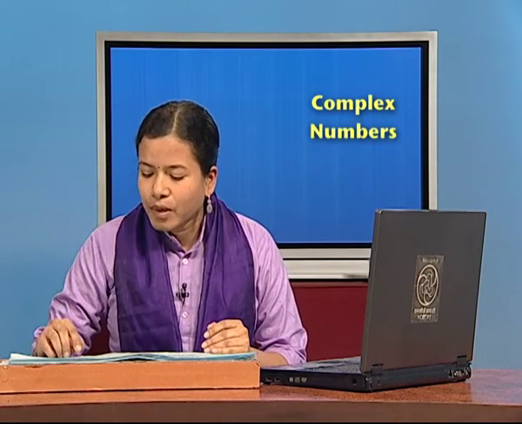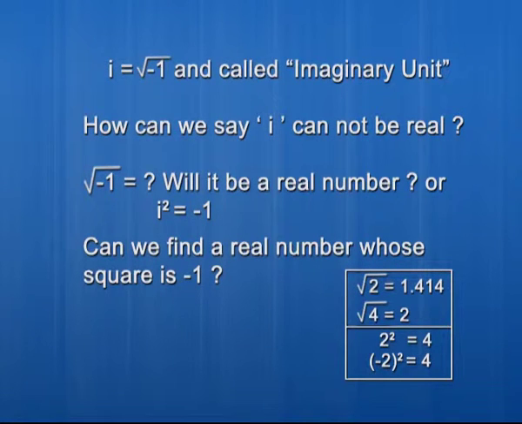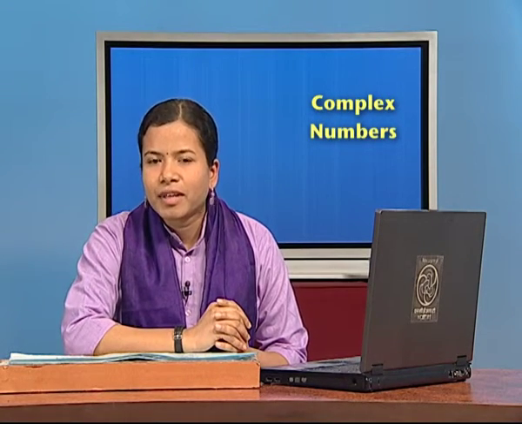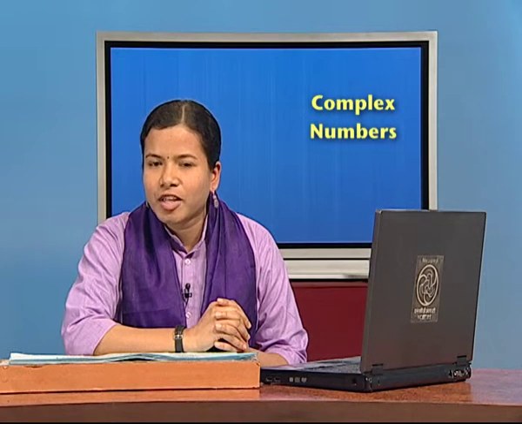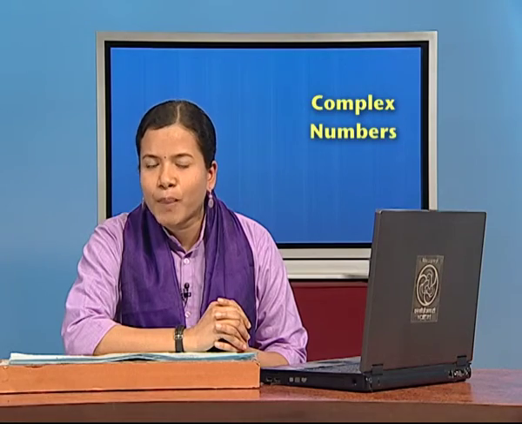For example, you can see the square of 2 is 4, and again if we take the square of -2, then it's again 4. It means in case of real numbers, if we take the square of real numbers, either positive or negative, we always get a positive number. And since we cannot find a real number whose square will be a negative number like -1, therefore we can say that i can never be a real number.